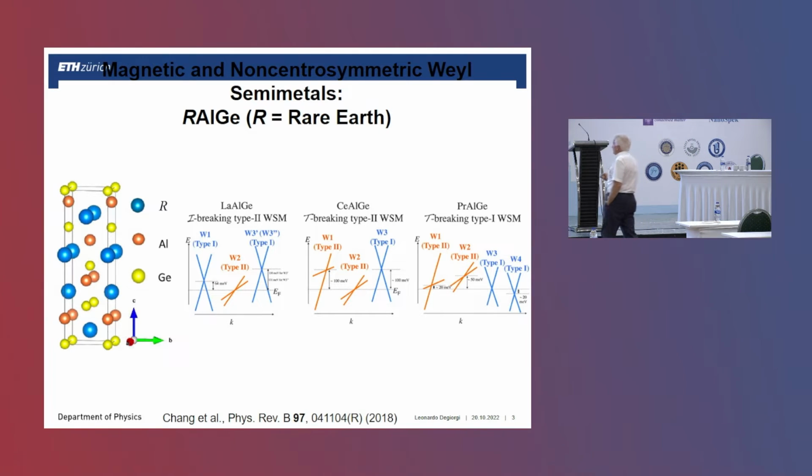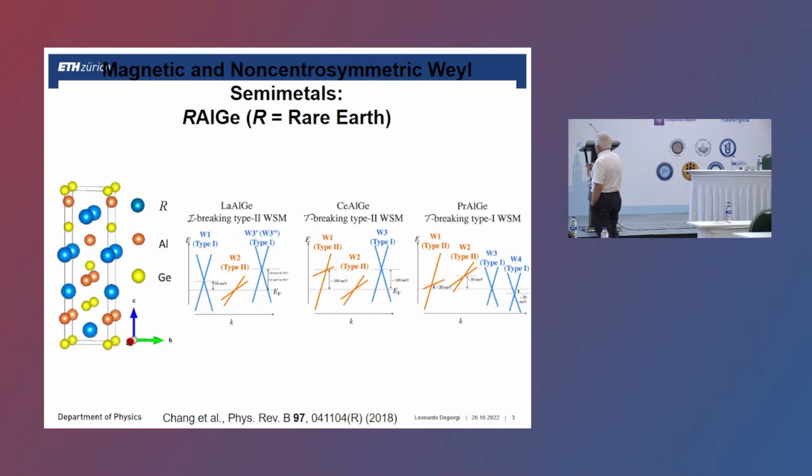Now, these materials are of interest also because in the ferromagnetic ground state, particularly for the praseodymium compound, on top of the broken space inversion symmetry, you also break the time reversal symmetry, which will have important consequences as far as the DC transport properties are concerned.